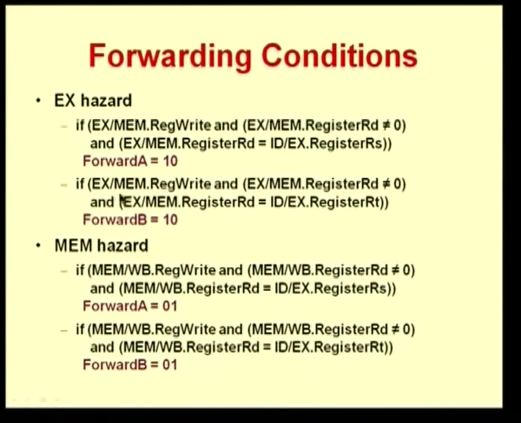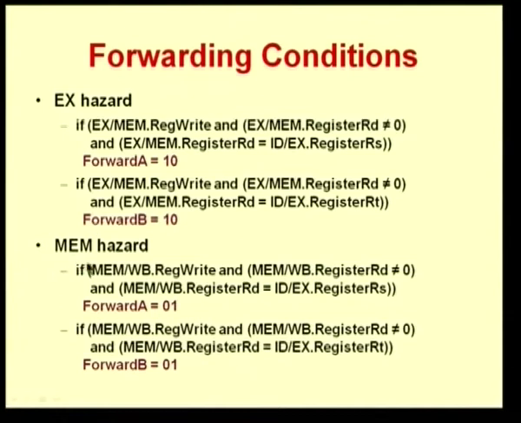If ex/mem.register write and ex/mem.register rd not equal to 0, same condition as what we had in the first case here, and now we are checking whether the destination register matches with the second operand register, that is register rt. So if this is equal, then I know that I have to forward it to b. So let us say forward b now is set to 10. This is the EX hazard checking.